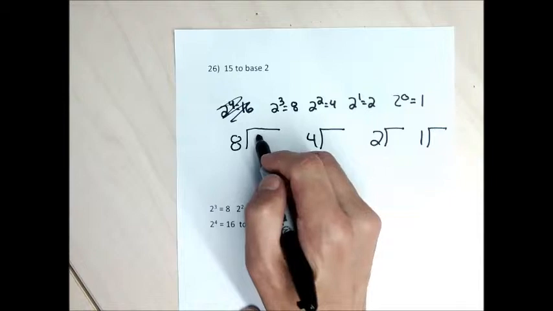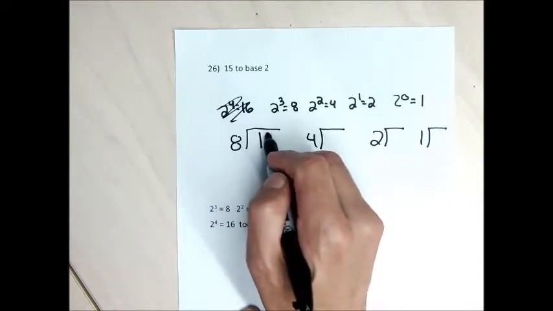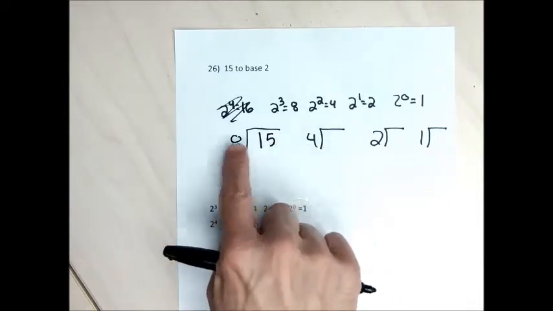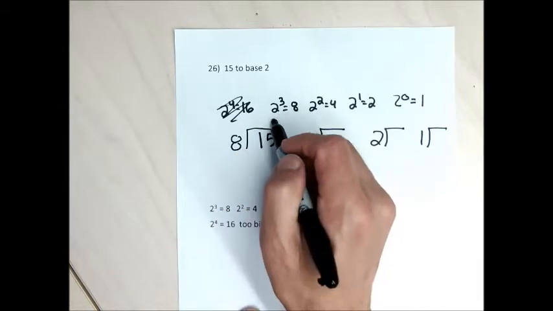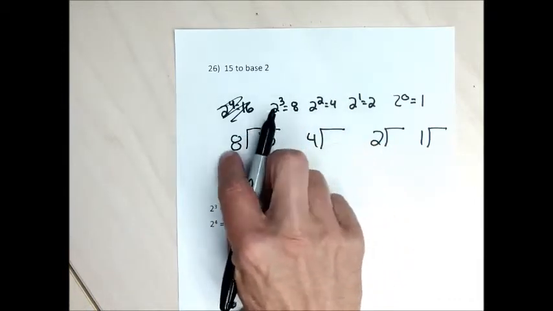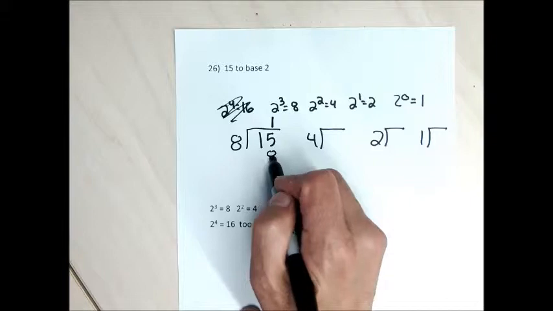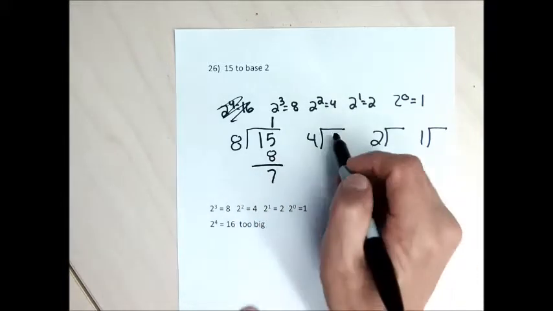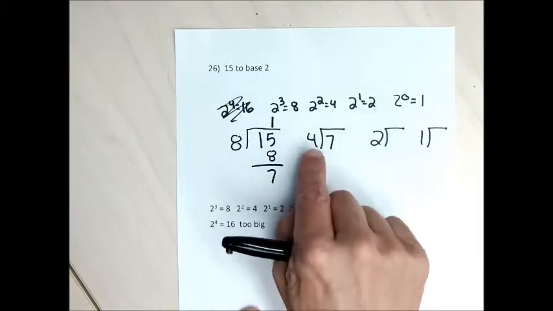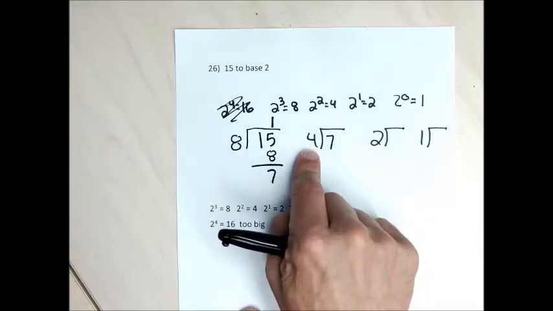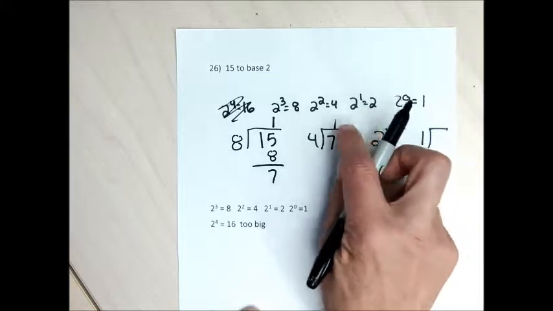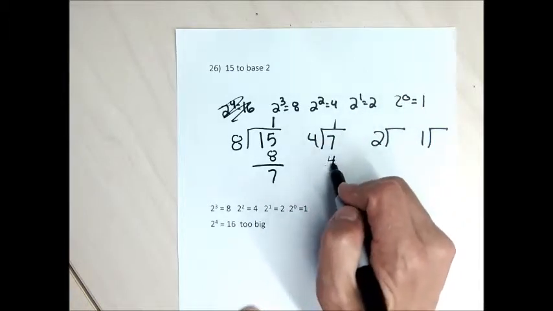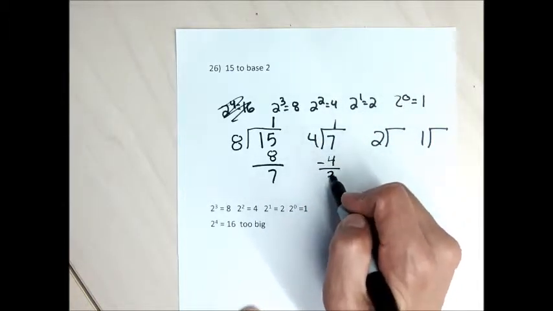For the first one, I'm going to put a 15 under my division bar. I'm going to do 15 divided by 8, or 8 goes into 15 one time. I'm going to go 1 times 8 is 8. Subtract and get 15 minus 8 is 7. Carry my remainder over. I'm cheating and not using my calculator. 4 goes into 7 one time. 1 times 4 is 4. 7 minus 4 is 3.